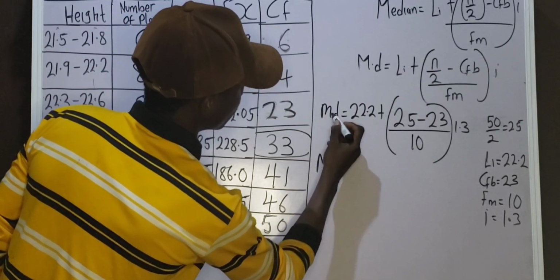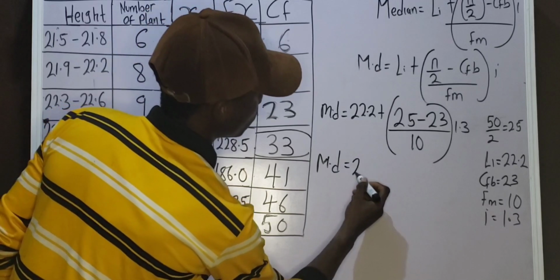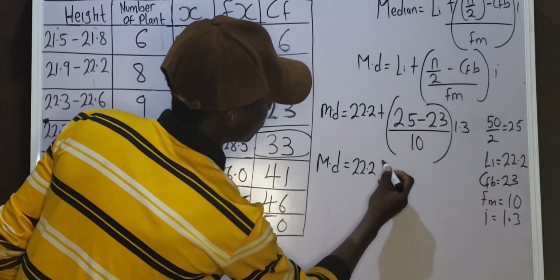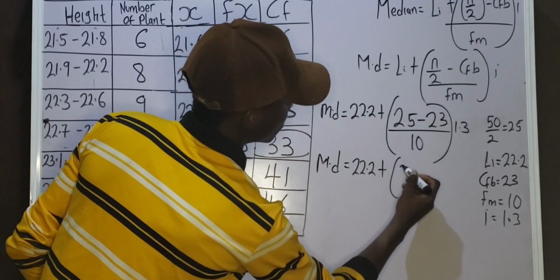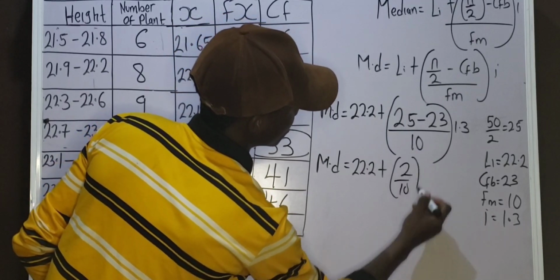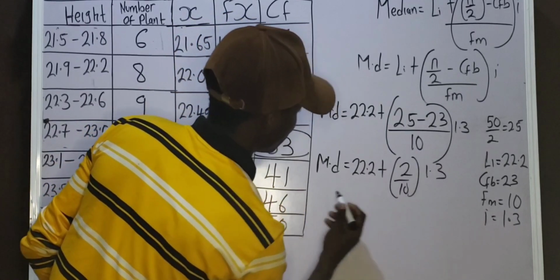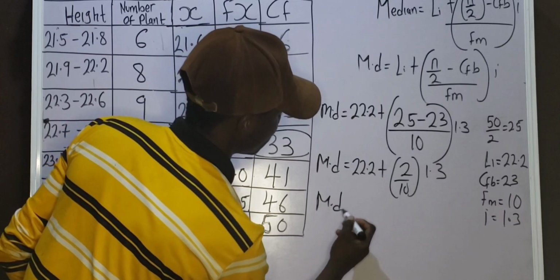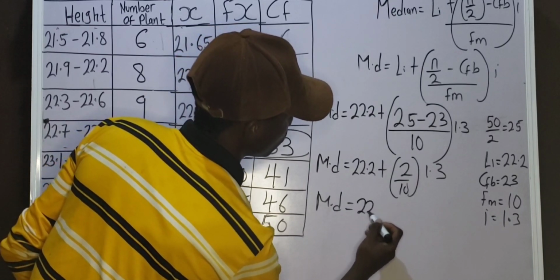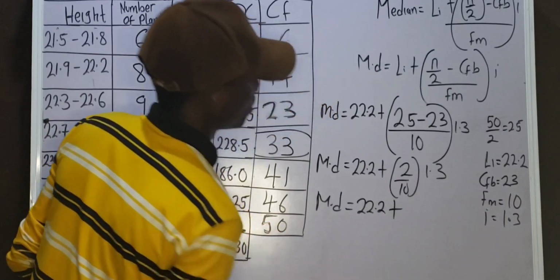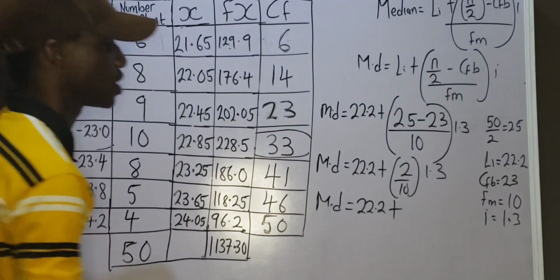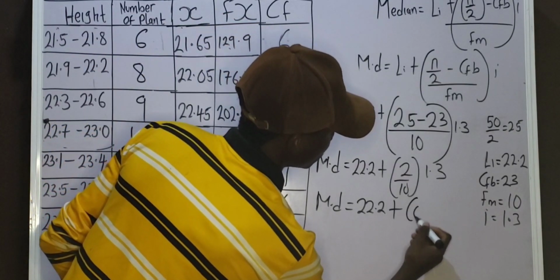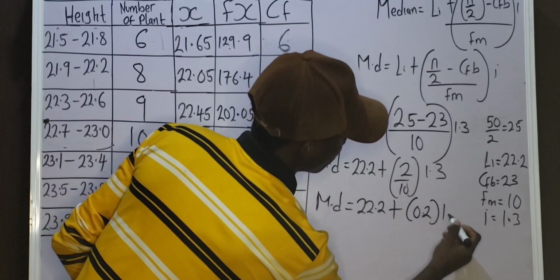The median is equal to 22.2 plus 25 minus 23, that is 2. 2 over 10 multiplied by 1.3, okay? So the median is equal to 22.2 plus 2 over 10, that is what? 1 over 5. 1 over 5 is 0.2. So plus 0.2 multiplied by 1.3.